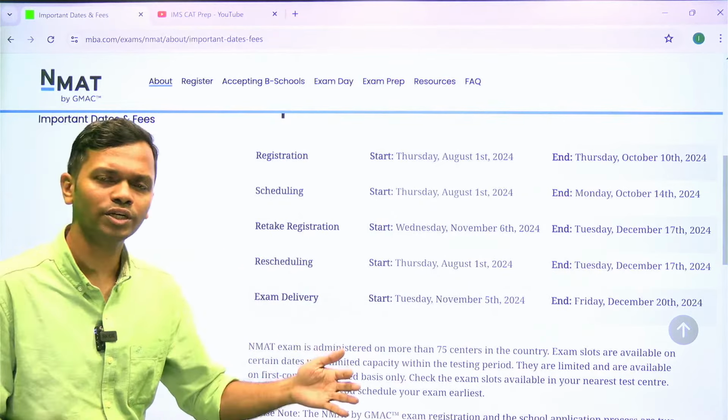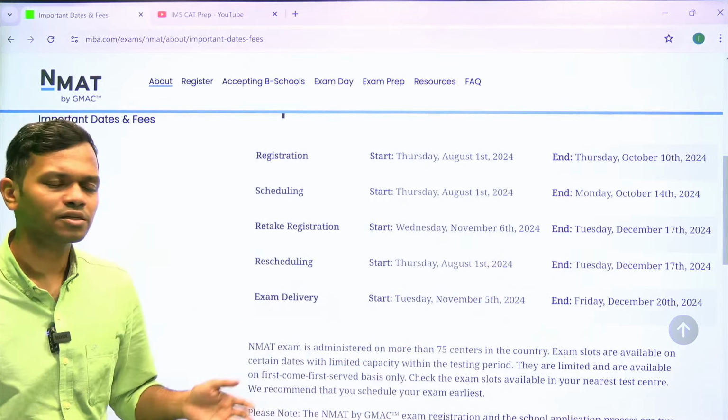However, there's a cost associated with that, and that is why I would suggest that you do your scheduling carefully rather than doing your scheduling first and then going for, let's say, a rescheduling. Now, the important thing, as I mentioned in the beginning, the exam delivery date, that's the major change that has happened. So it is starting from 5th November and it will continue till 20th December.